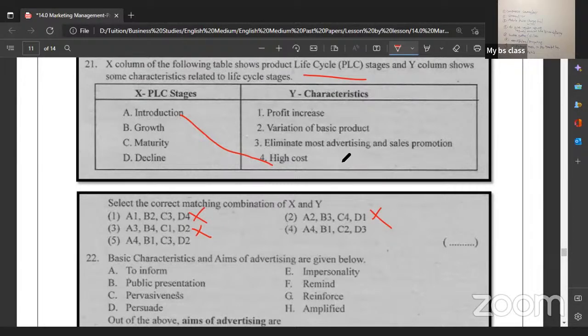So in maturity, with stable sales, you try to do changes. Once you had a television, you made curved TV, smart TV, internet, all this stuff. You try to add new features.